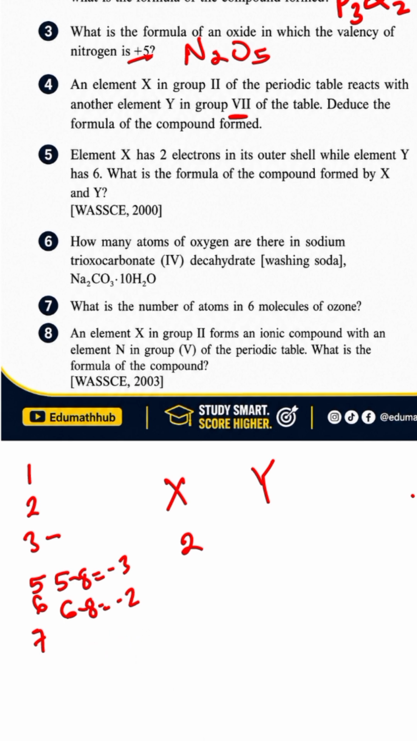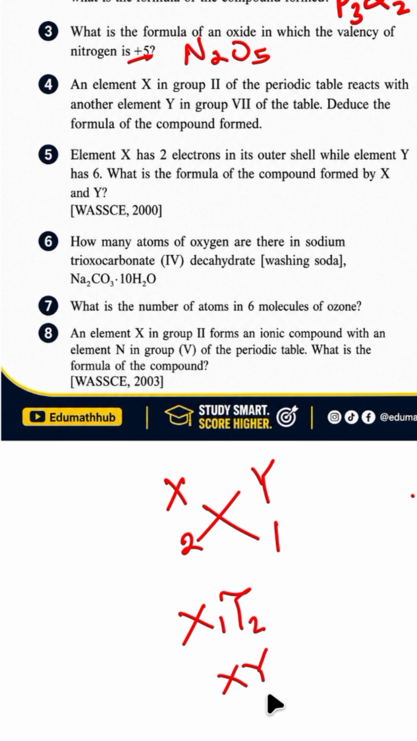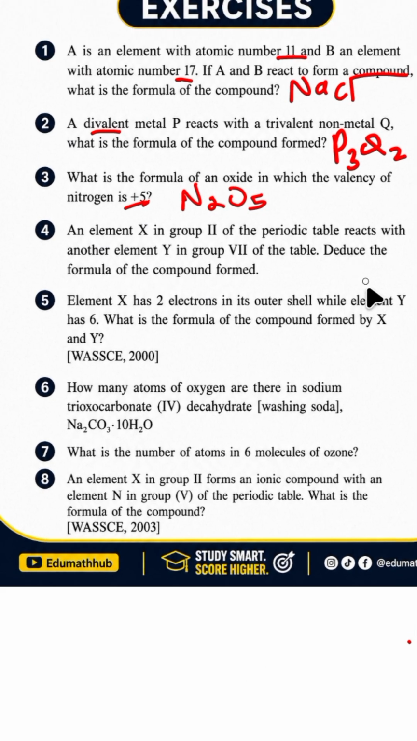So because element Y is in group 7, the valency will not be 7. The valency will be -1. That is 7 minus 8. So that will give you -1. Or just write 1 there. By the time you exchange, that will be X1, Y2, which will be XY2. So that's the formula of the compound formed between X and Y. XY2. So just go there and write it out. That will be XY2. Alright, next one.